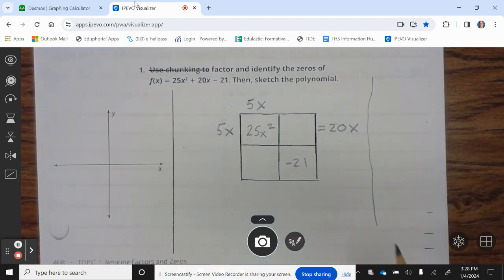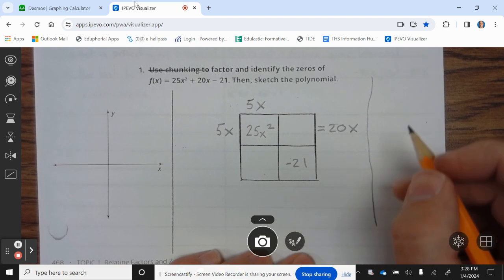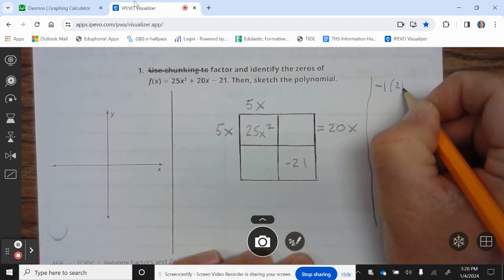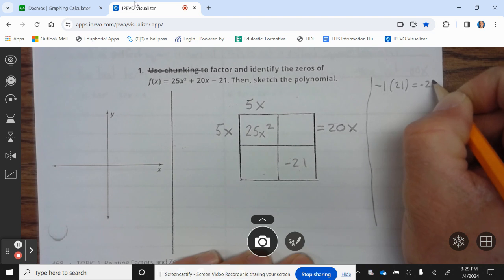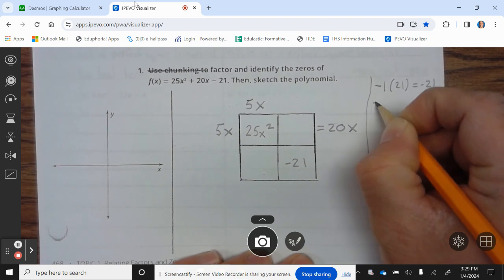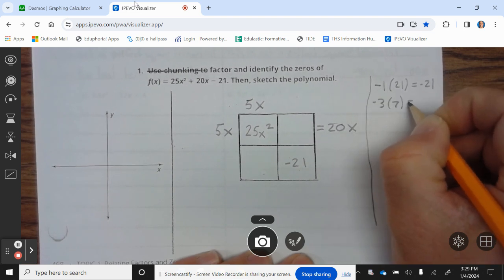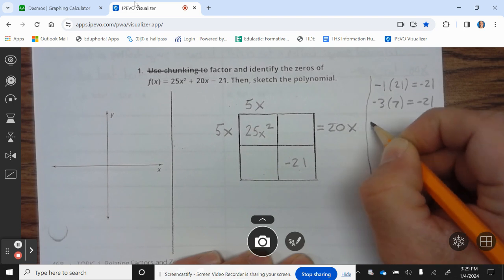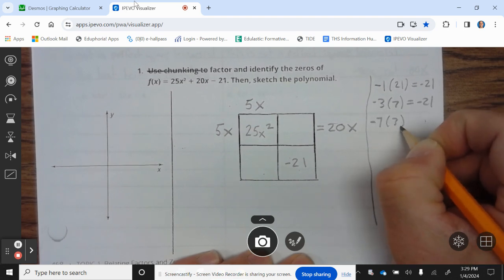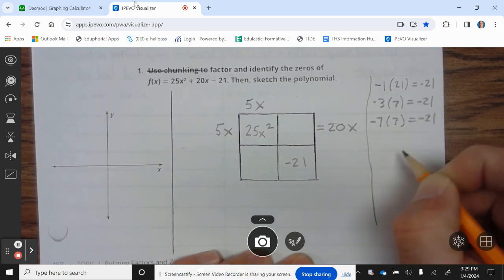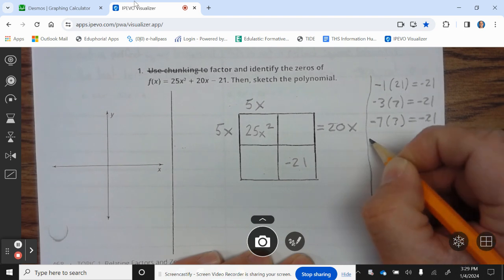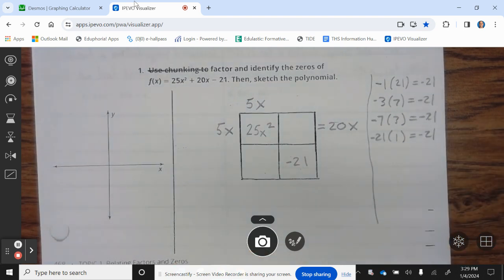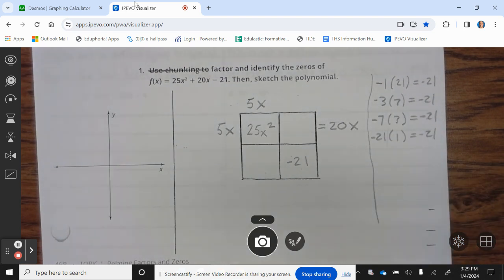And now I need to figure out all the combinations that give me negative 21. So negative 1 times 21 is negative 21. Negative 2 doesn't work. Negative 3 times 7 equals negative 21. Negative 4 doesn't work. Negative 5, negative 6 don't work. Negative 7 times 3 is negative 21. And then we know that negative 21 times 1 is negative 21. So one of these combinations should work.